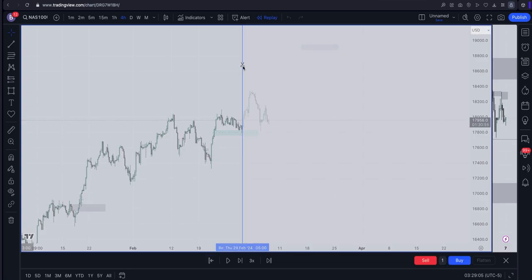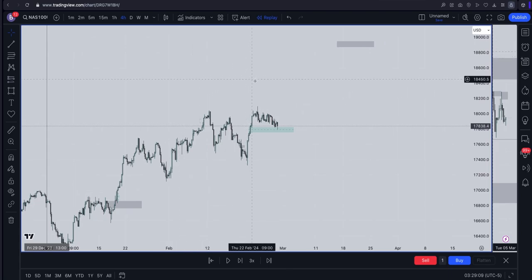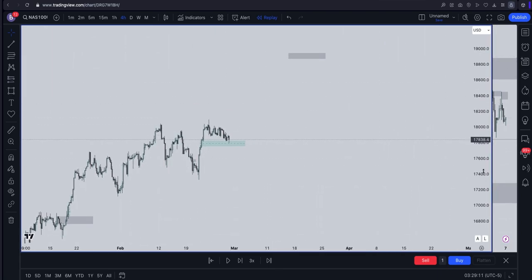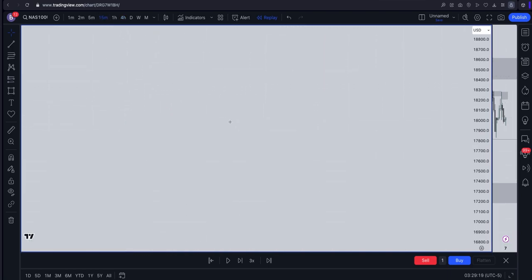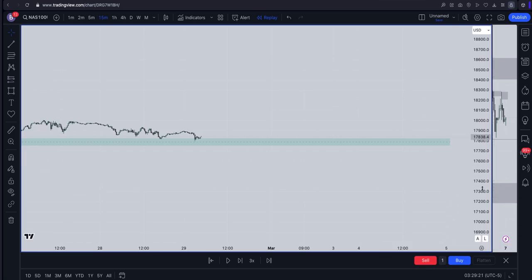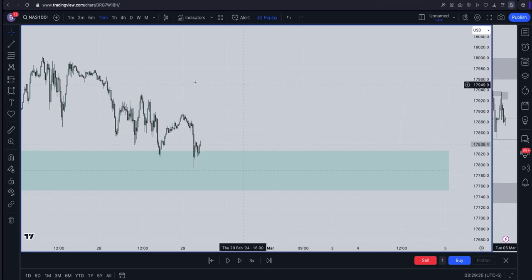So we have this here, and on that day, price was agreeing with the time. When price agrees with the time, it's a very, very high probability. That's when price agrees with the time. So let's go on 15 minutes and see what entry we will get here.